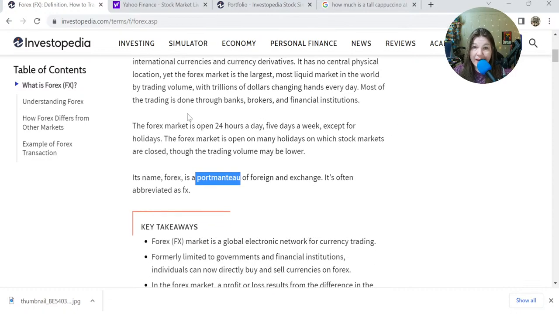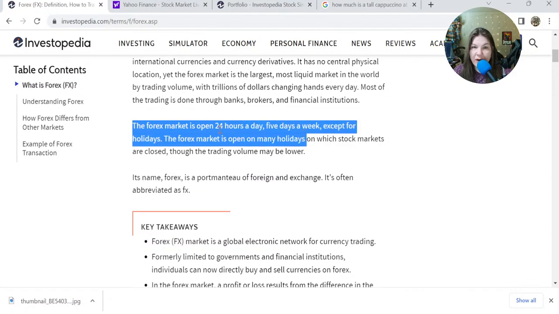The Forex market is open 24 hours a day, 5 days a week, except for holidays. And that's different than the New York Stock Exchange, guys, right? They're only open 5 days a week from 9:30 New York time until 4 p.m. So that's the difference. Forex is open all the time. The New York Stock Exchange is not.